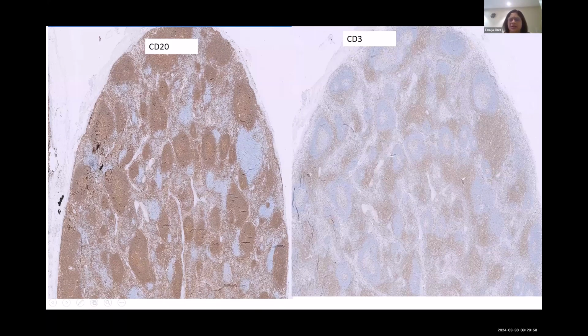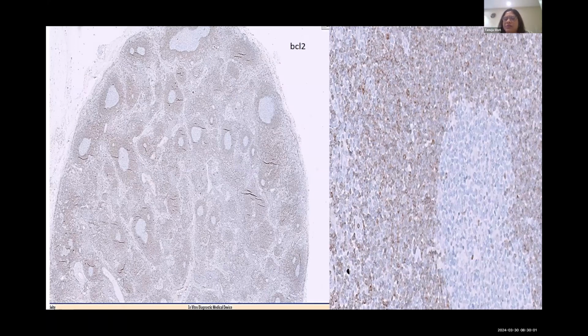Now, this is the BCL2. BCL2 is positive in all T cells. Now, in the normal B cells, BCL2 is very weak and focal, so it is not overwhelming. So in a B cell population, if you see very strong expression of BCL2, then that's a clue that it is a low-grade lymphoma, and that's why we use this marker commonly.